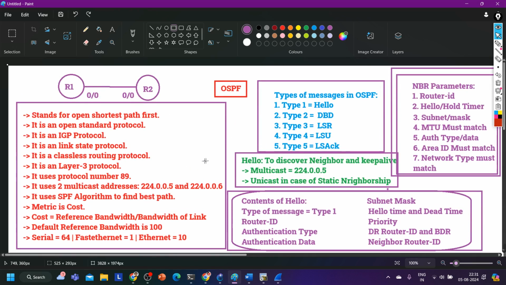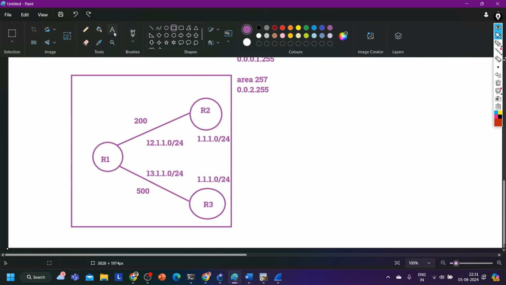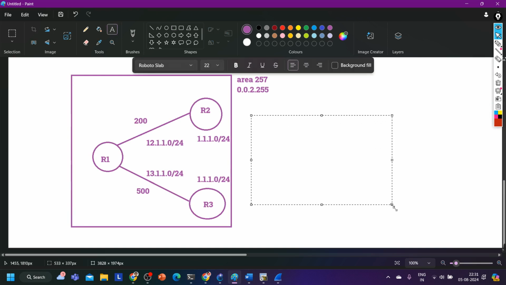Now tomorrow I will start from the DBD message, and before talking about DBD you have to understand the neighborship states. So let me write down the topic for tomorrow. Tomorrow we are going to cover the states. So the first state is the down state. Down state means we have enabled OSPF, the router is sending hello messages from that interface, but it is not receiving any hello message on that interface. So that interface will be considered as down in OSPF.